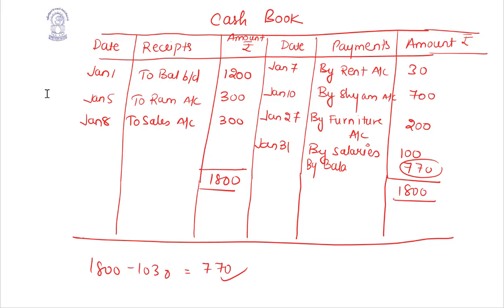We will write what? By balance carried down. This 770 will be taken here on February 1 as opening figure. To balance brought down the very next month. In the very next month. I believe it is clear. It must be clear till here.